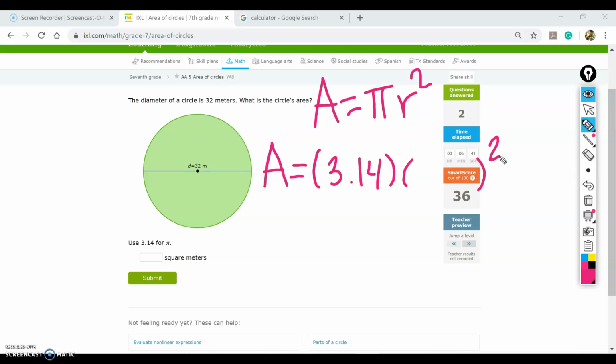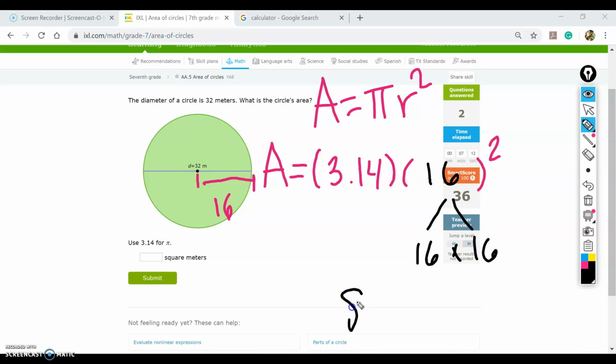So I need to multiply pi, which is 3.14, times the radius to the power of 2. But the radius is not 32. If you're thinking, oh, I'm just going to put 32 there, that's going to be incorrect, because 32 represents the diameter of the circle. The radius would be half of that, which is 16. So instead of typing a 32, I will type a 16. 16 to the power of 2 is the same thing as 16 times 16, which is 256. And if I multiply that times 3.14, that's going to give me 803.84.